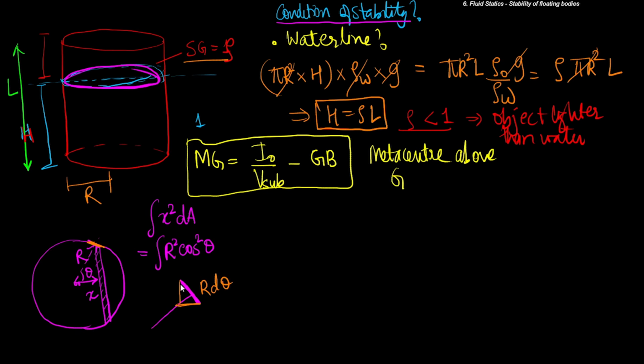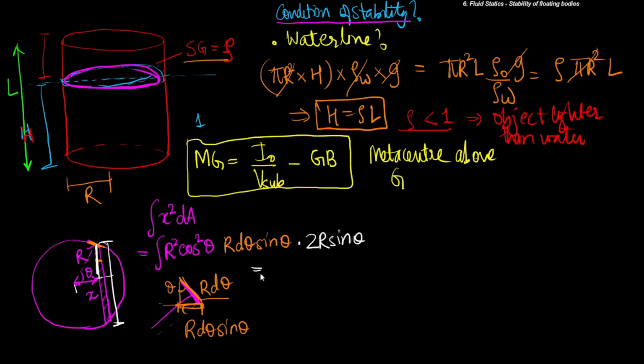Now if this angle is theta, then this angle is theta and this angle is theta. So if this particular length is r d theta, then this projection onto the x-axis is going to be r d theta sine theta. So dA will be this width, which is r d theta sine theta, multiplied by this entire distance. So half of that distance is r sine theta because it's the projection of r onto this axis. So it will be 2r sine theta. Essentially this becomes 2r to the power 4 integral cos square theta sine square theta d theta, where now theta will vary from 0 to pi.